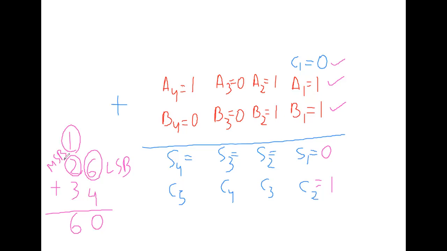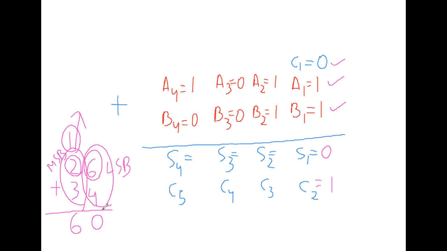No, there is no previous carry. That's why we have to assume carry is equal to 0 first of all. For this MSB, we have the carry is equal to 1. But for this LSB, what is the carry? The carry means it should be generated previously, from the previous bit.